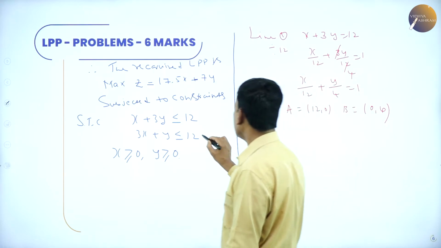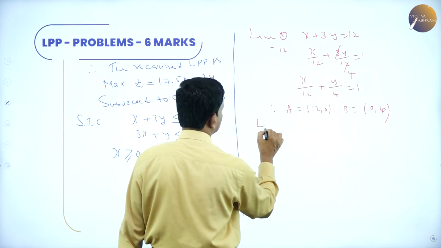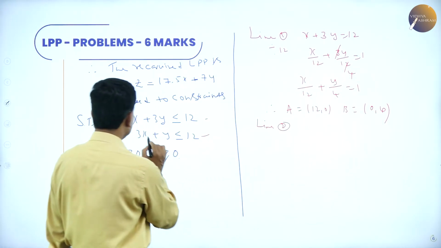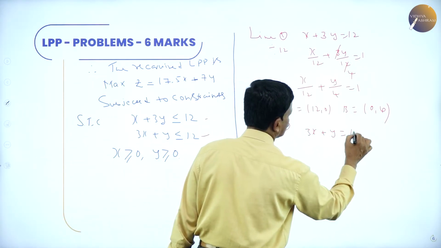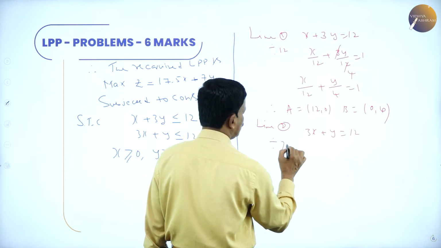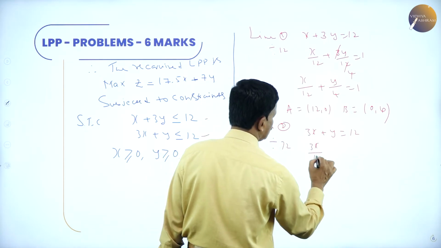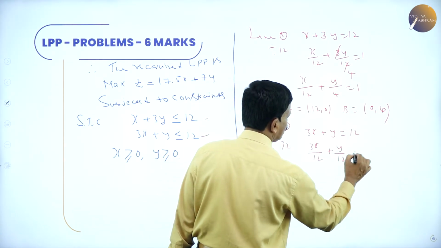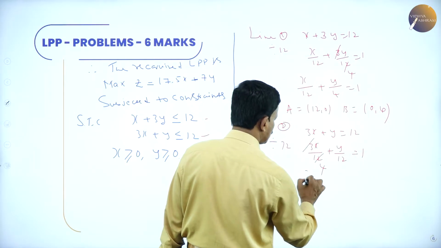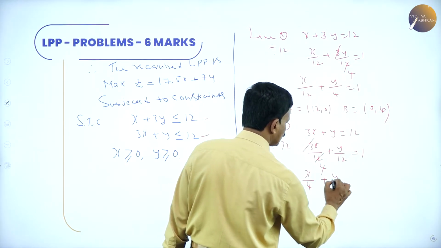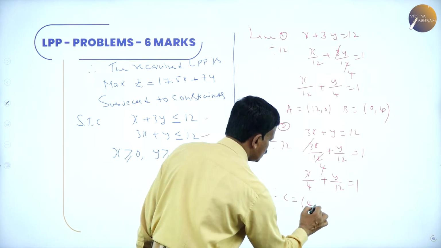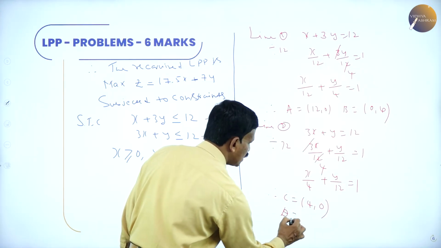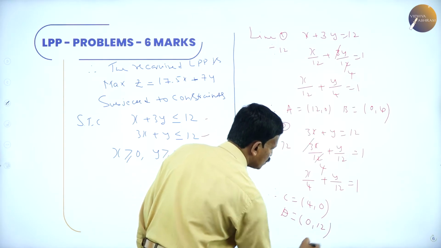For the second line, let us come to the second line, line 2. For the line 2, 3x plus y is equal to 12. Again divide by 12, you will get 3x by 12 plus y by 12 is equal to 1. 3 4s are x by 4 plus y by 12 is equal to 1. Therefore, the coordinates of C is 4, 0 and D is equal to 0, 12.